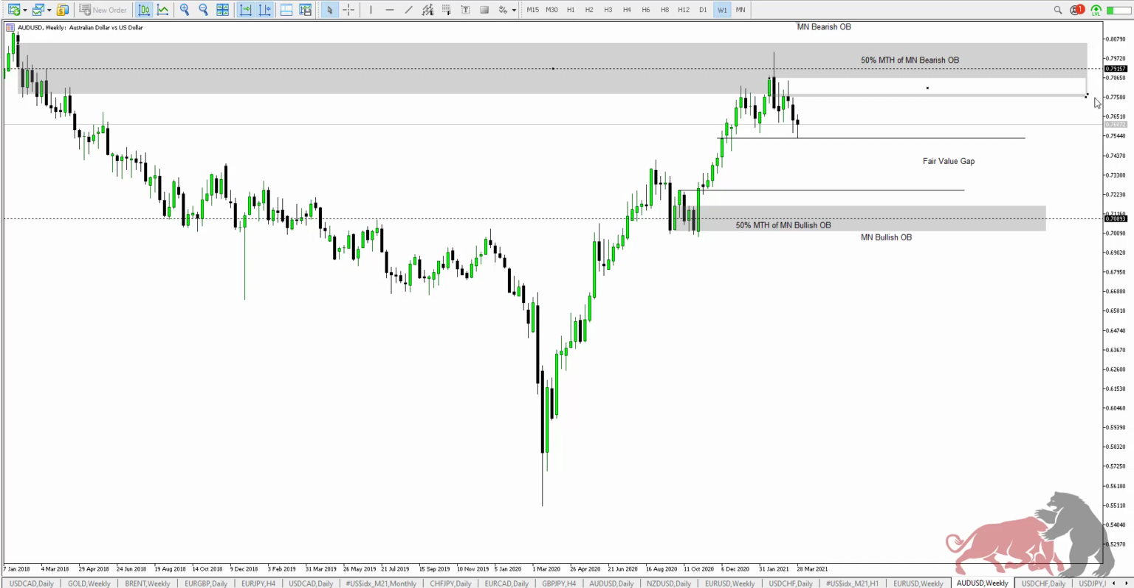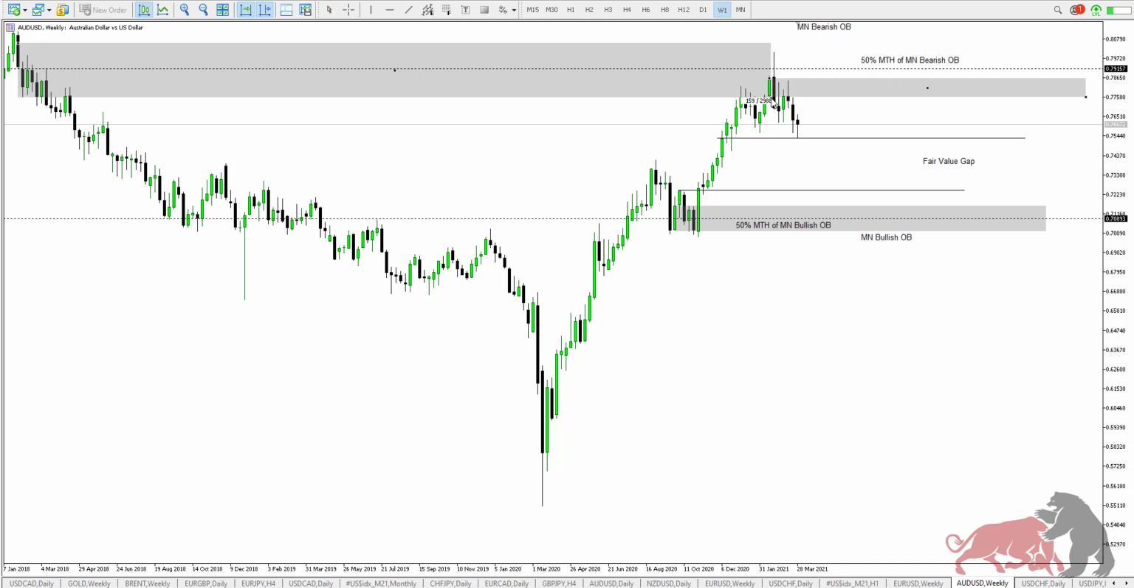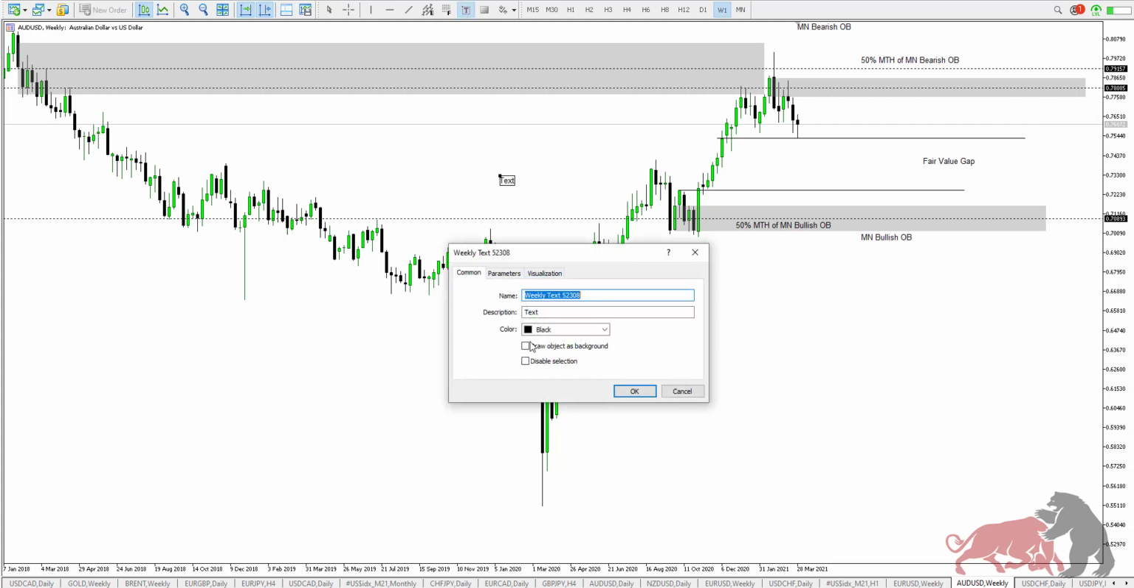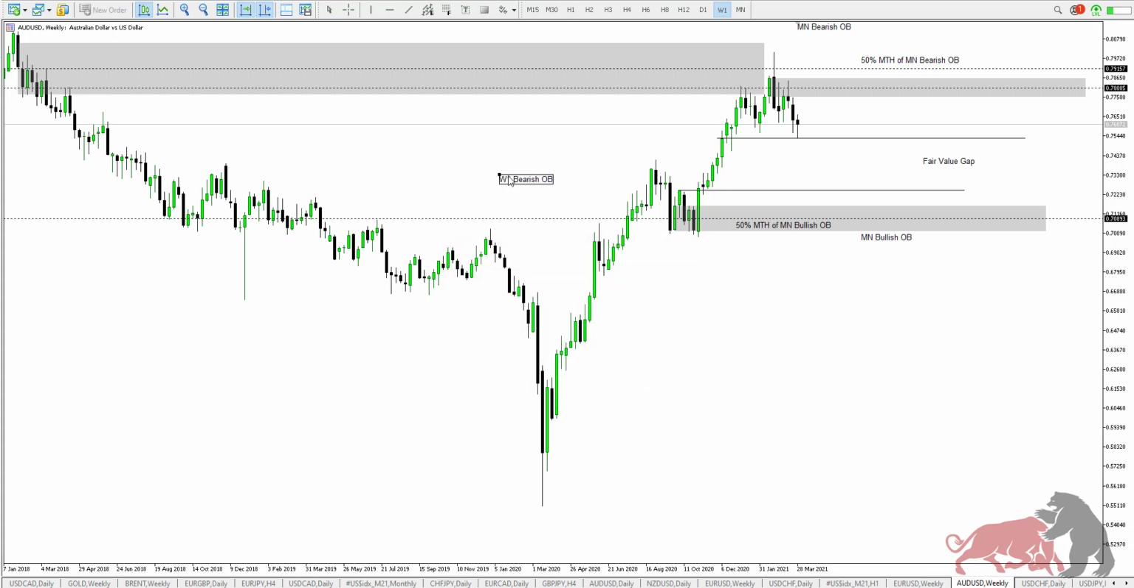Let me do this. This is much better. So it's inside, so this is the 50%. Now this is on a weekly time frame, guys, you can clearly see I'm on a weekly time frame. So this is our weekly. So that's our weekly bearish OB, right? So this is our weekly bearish order block.